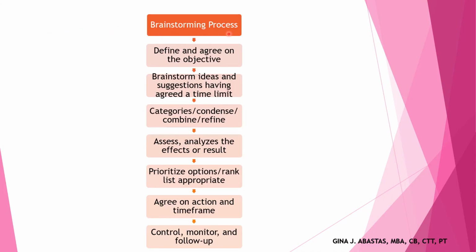So here is the brainstorming process. First, you have to define and agree on the objective. Then you have to brainstorm ideas and suggestions, having agreed a time limit. Okay, this is very important. And then you categorize, condense, combine, or refine. Then, of course, assess. You have to analyze the effects or the result. Then prioritize options or rank. Okay, list appropriate actions and agree on action and time frame. And then you have to control, monitor, and of course follow up.